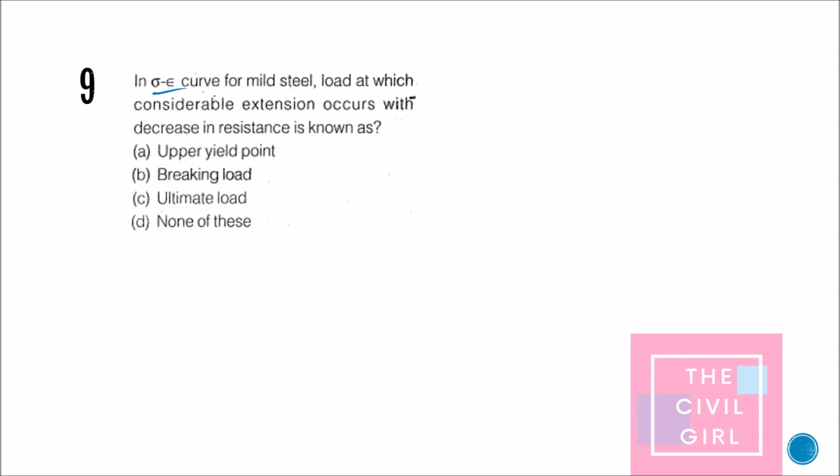Next question, in the stress strain curve for mild steel, the load at which considerable extension occurs with decrease in resistance is known as what? It is known as upper yield point. If you look at the curve, it will be something like this, right? So at a point the stress reduces, that is what they say, decrease in the resistance. This happens only at the upper yield point. So the answer is upper yield point.